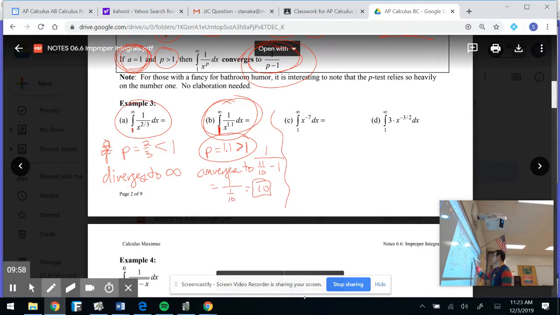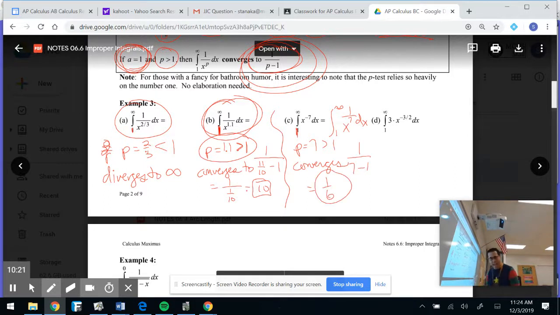I better rewrite this one to make sure I look at it correctly. Okay, that's definitely a p series. My p is equal to 7, which is greater than 1, which means I know that it converges. Now, can I use my super shortcut? I sure can, because that's a 1 right there. So then that's just 1 over 7 minus 1, which is 1/6. And you are right, that most likely is going to be a multiple choice question.